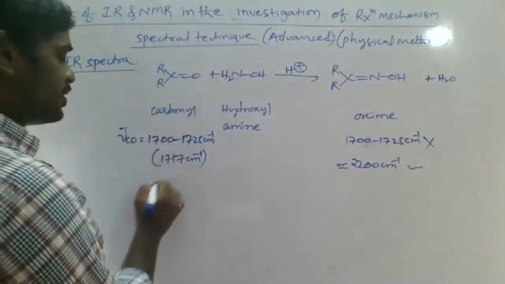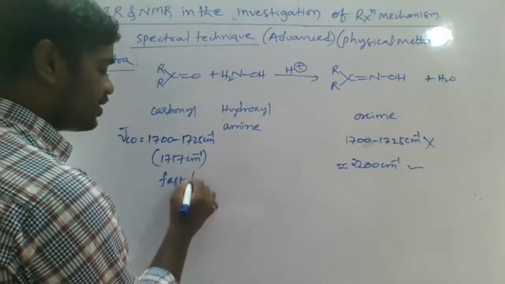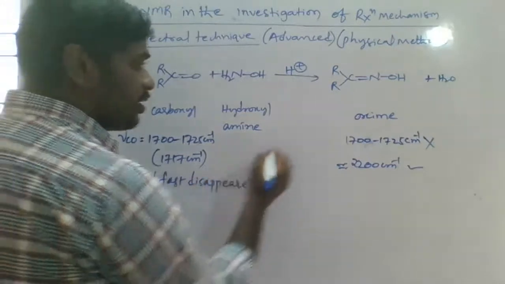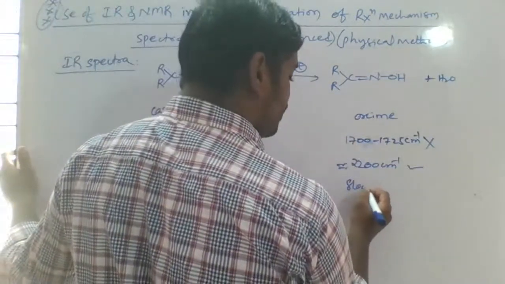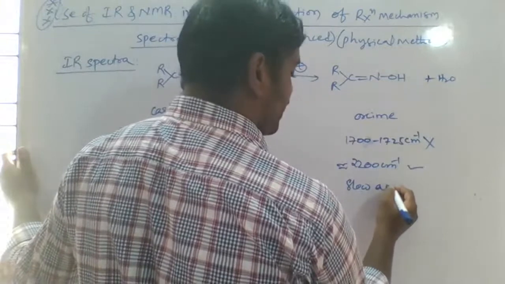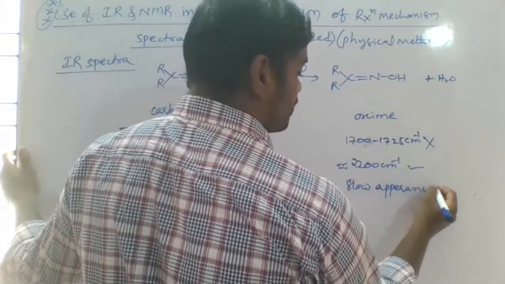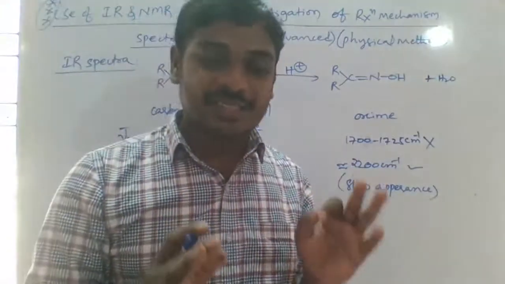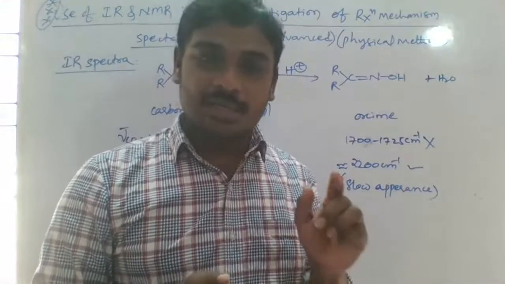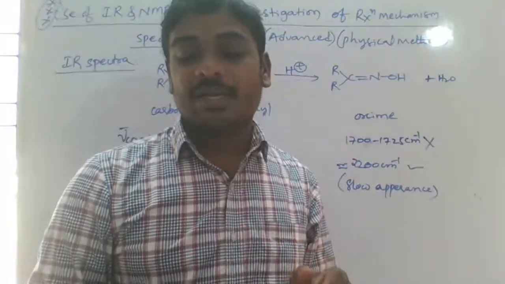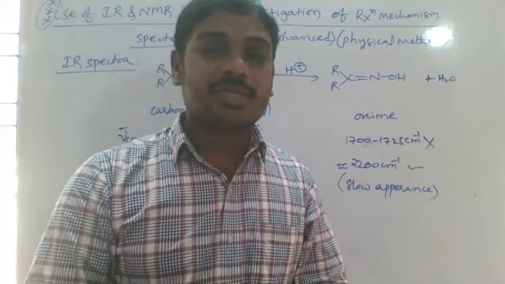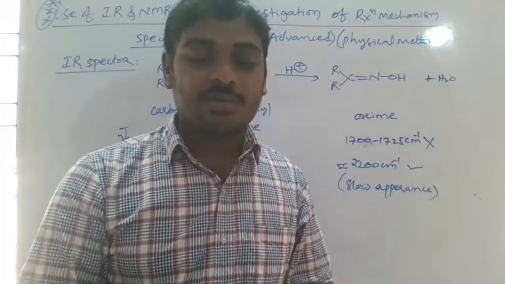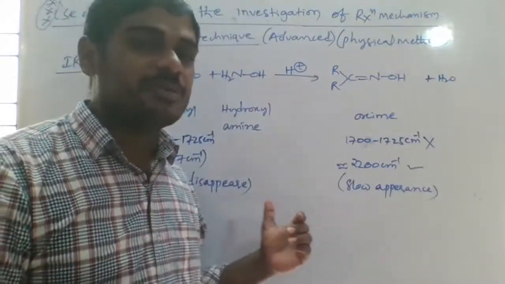Here the carbonyl group disappears fast, and the C≡N is formed slowly, with slow appearance. So this data is evidence that the mechanism does not take place in a single step. It is a multi-step reaction, meaning more than one step. Based on this IR spectra, we can propose a mechanism.